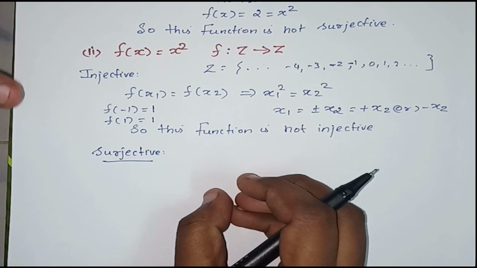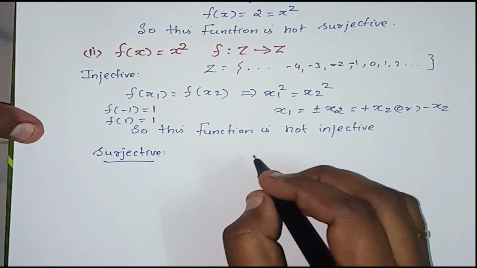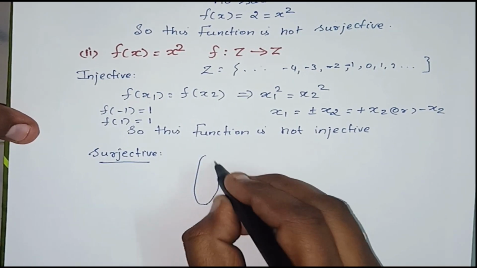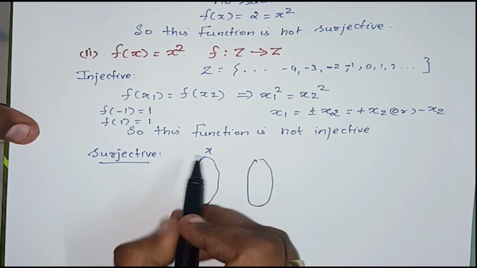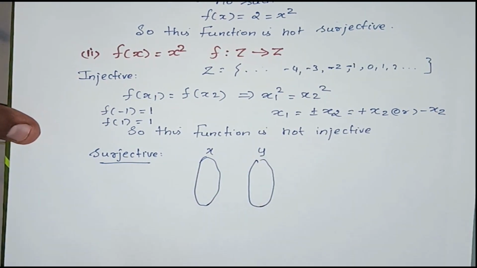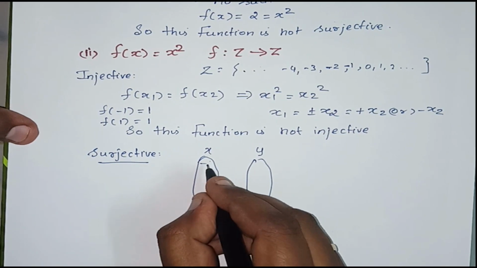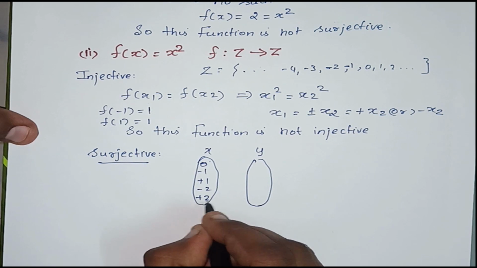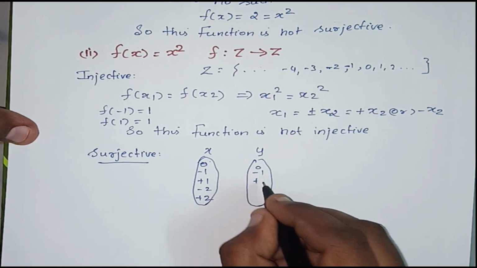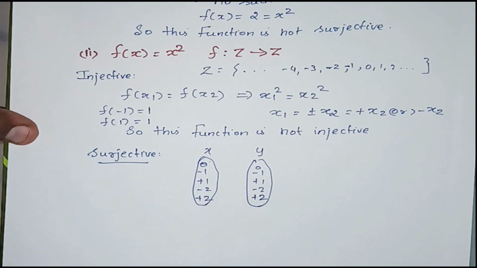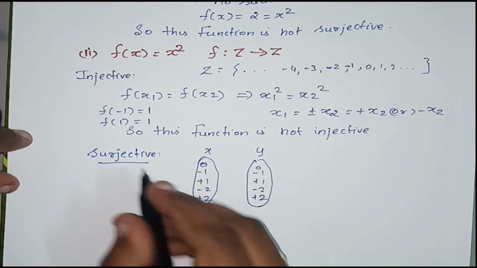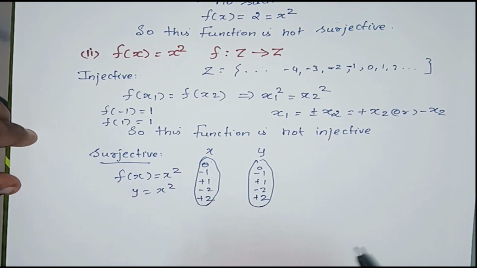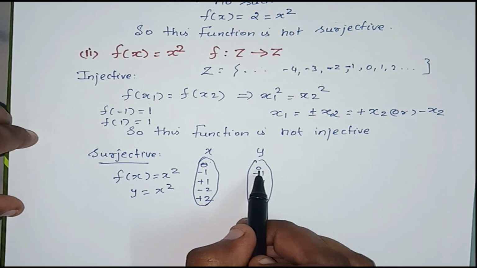Surjective means every element in y should be an image of x, right? Here x is nothing but integers, all integers, and y is also integers. So that will be +1, 0, -1, -2, +2 and so on, in both. For surjectivity, y is equal to x square. So 0 is a square of 0.